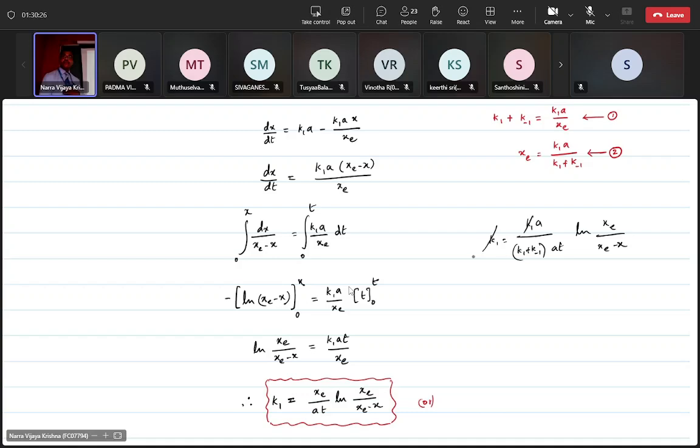K1, K1 gone. A gone. So what is the equation? K1 plus K minus 1 equal to, what do you get? 1 upon t log xe upon xe minus x. This is another form of equation.